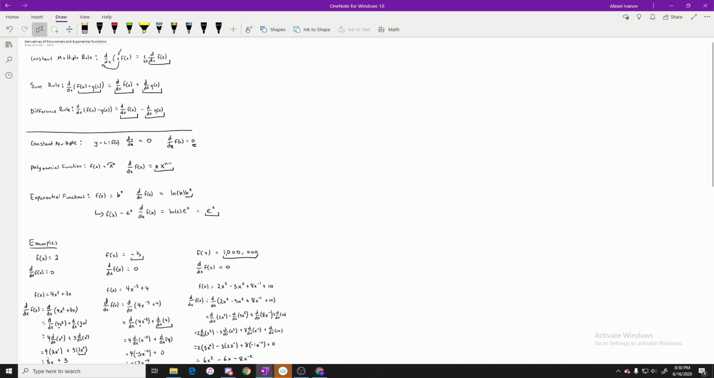That's it for this short lesson on how to evaluate certain derivatives, very simple ones, and also a few rules to kind of simplify big expressions.